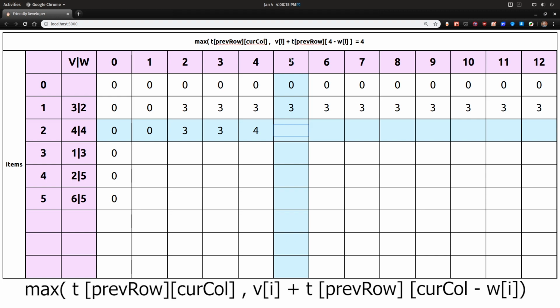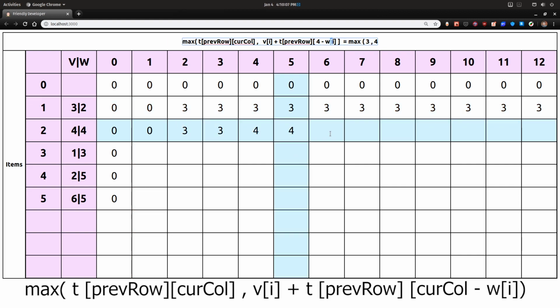Similarly, for a capacity of 5, since 5 is greater than 4, you can either include or exclude this item, and you will apply the same formula, which is the maximum of, by excluding you get 3, by including you get the value of this item along with the current maximum value by considering all the other items. So the previous row, which is 2 minus 1, and the column is 5 minus the weight of the item, which is 4. So that is T of 1 of 1. T of 1 of 1 is 0, so 4 plus 0 is 4. Similarly, the maximum value that you can get is 4.